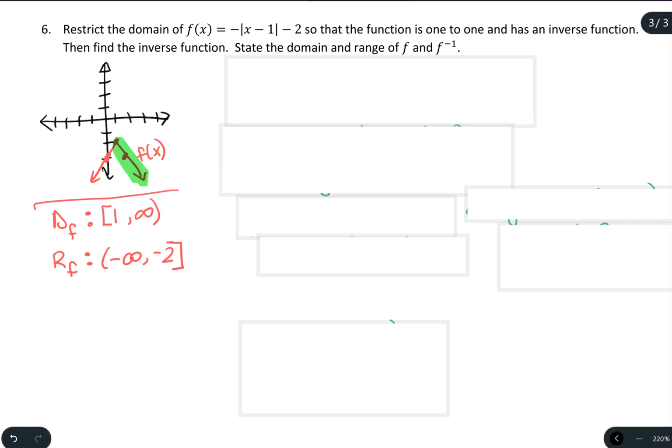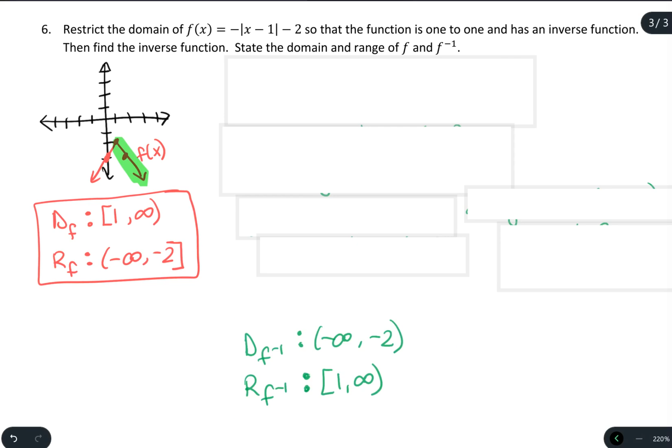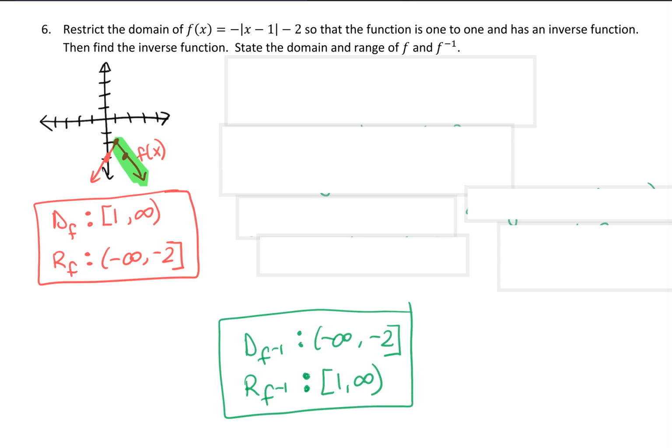Now, because of this domain and range, I already know that the domain and range of my inverse are just going to be switched. So here's the domain and range of my inverse. My domain is now negative infinity to negative 2, and my range, oops, I need a bracket on that, my range is from 1 to infinity. And then I'm going to actually find my inverse.